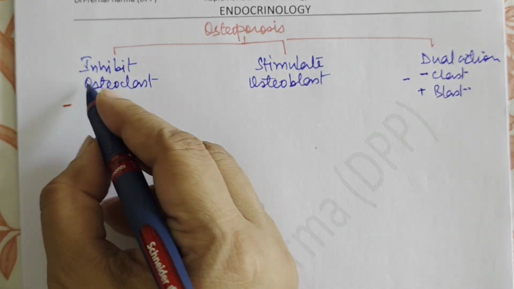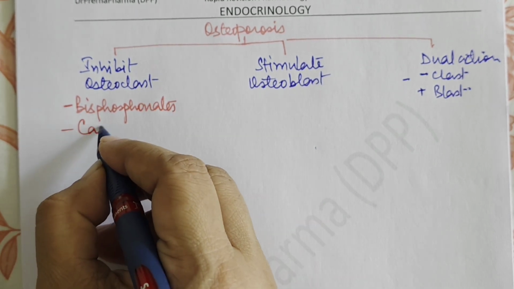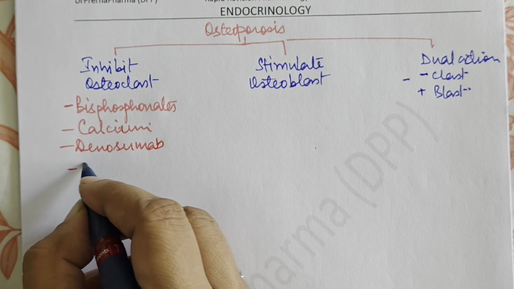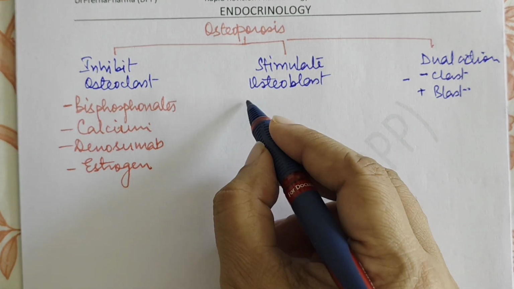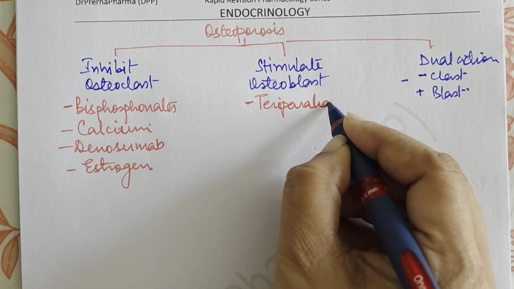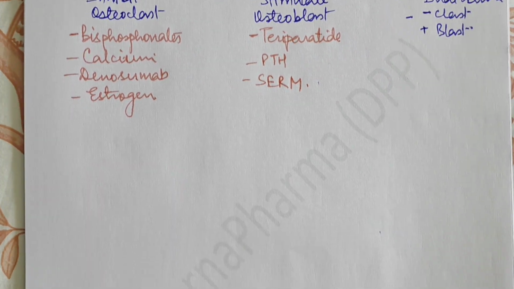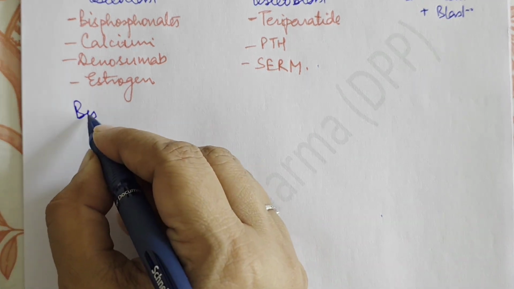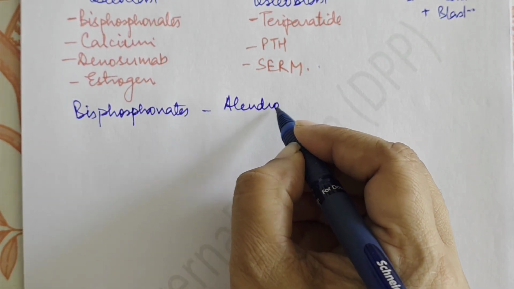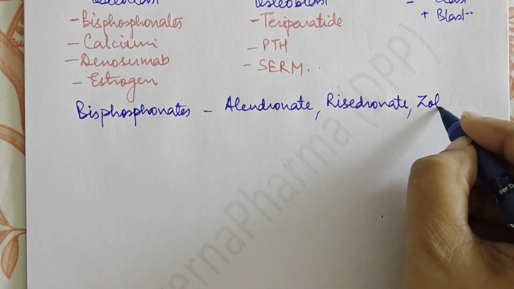Now in inhibiting osteoclast we have bisphosphonates, then calcium, then denosumab and estrogen. Okay, the drugs which will stimulate the osteoblast include teriparatide, then parathormone, and then we have SERMs. Okay, so now let's see these drugs one by one. The first drug which we'll see is bisphosphonate. The bisphosphonates that we have are alendronate, then risedronate, then zoledronate.